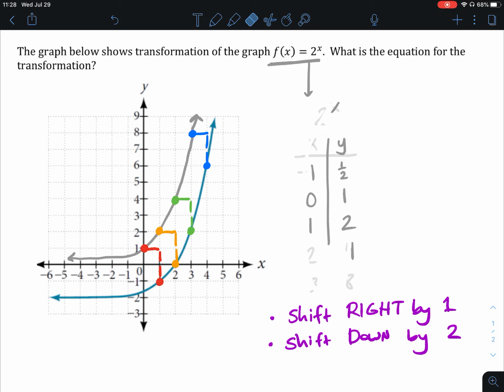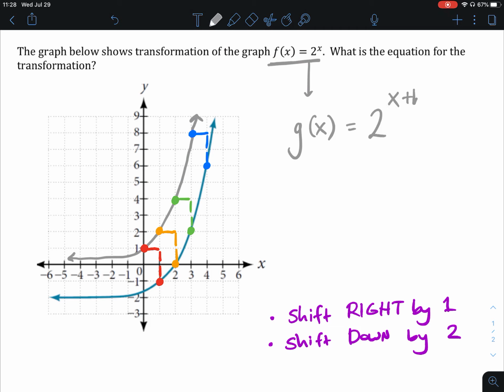So we are actually pretty good at writing transformations with horizontal and vertical shifts. So we know that our new equation will look something like 2 to the (x plus h) plus k, right? Where h is going to be that horizontal shift and k is going to be that vertical shift. So now let's just fill in the numbers that we have for this problem. So we're shifting right by 1. So that actually means we're going to have x minus 1, right? So the horizontal shifting is negative if it's right, positive if it's left. And then down by 2 tells us to subtract 2.